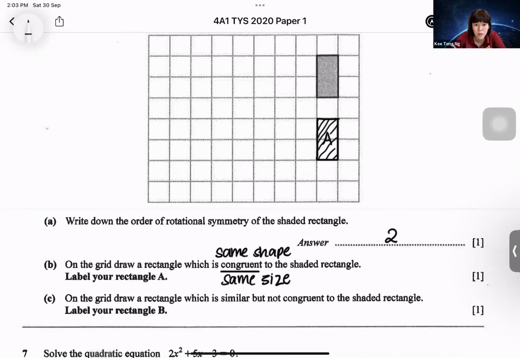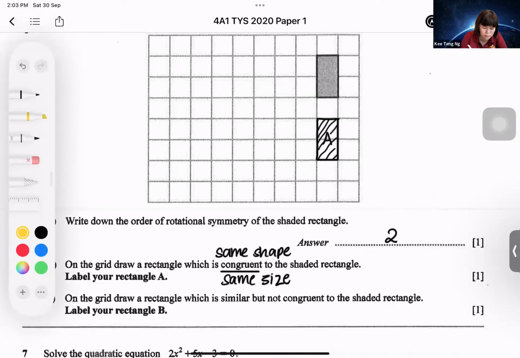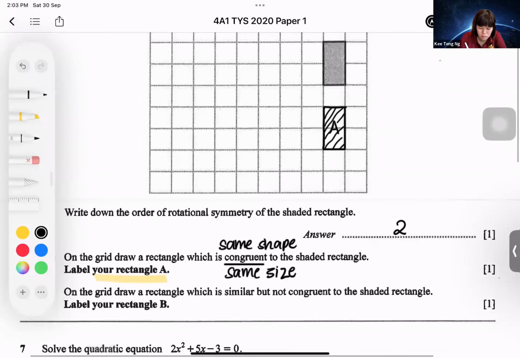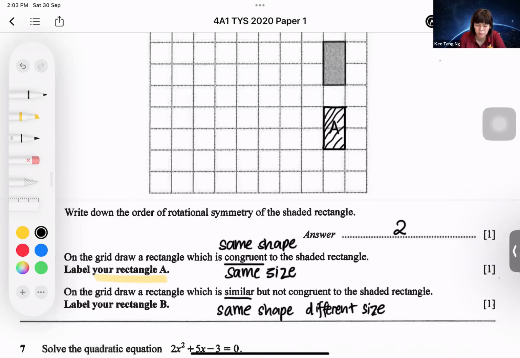They say label your rectangle A, so please label the rectangle. Okay, next, on the grid, draw a rectangle similar. Similar means same shape but different size, and it's not congruent. So it's not going to be exactly the same size.